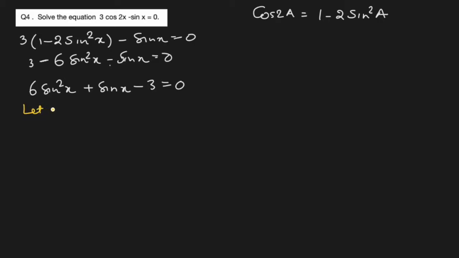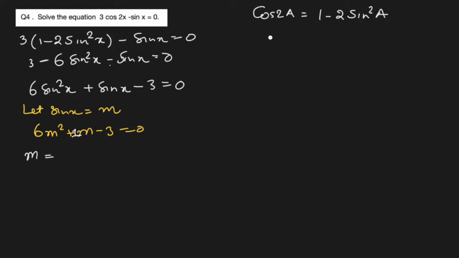It'll be easier to do that. Let's assume sine x equal to m. So it becomes 6m square plus m minus 3 equal to 0, a quadratic equation which we can solve easily now. So 6 times 3 is 18. Factor 18 such that we get 1. Yeah. So 9 times 2, 6 times 3. So now it's not working. That means we will have to use the quadratic formula.